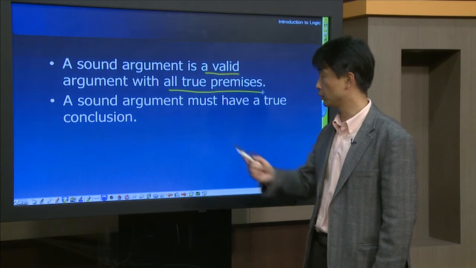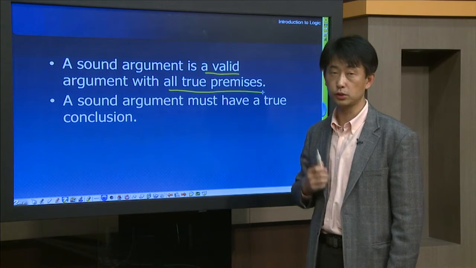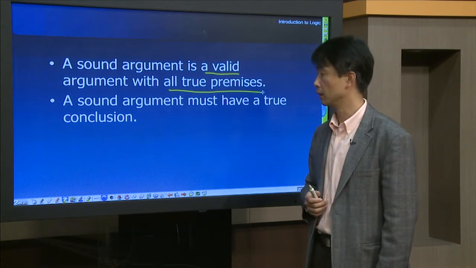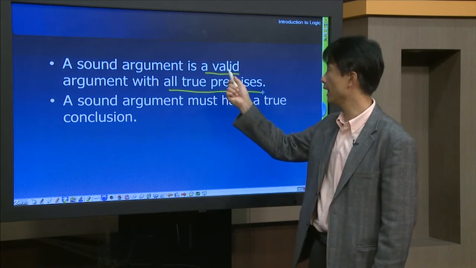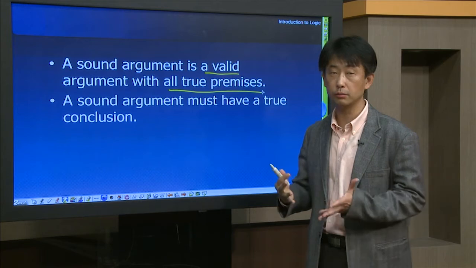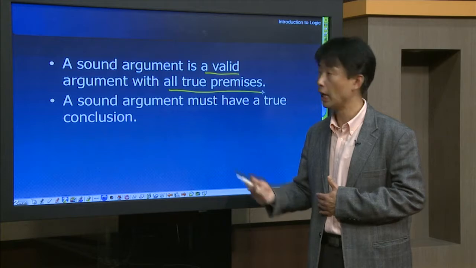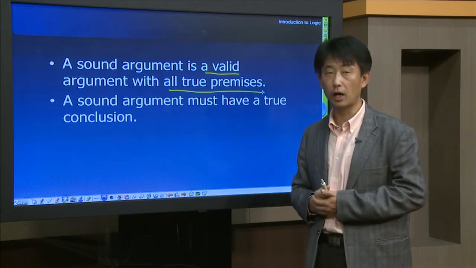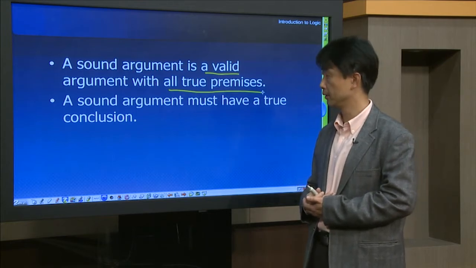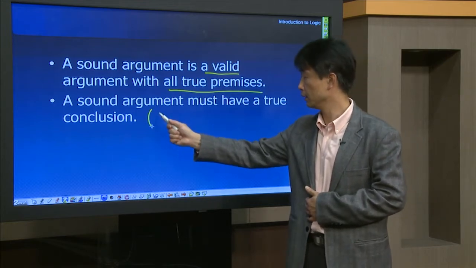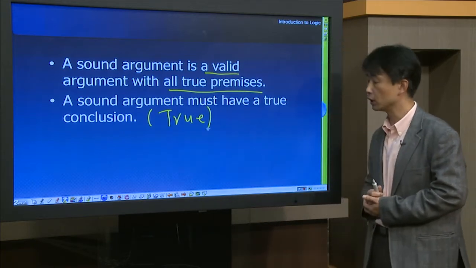Now you have to ask yourself, a sound argument must have a true conclusion. Is this true or false? A sound argument must have a true conclusion. Because a valid argument, by definition, is an argument in which if all the premises are true, then the conclusion must be true, and the premises are all true, so the conclusion must be true. So this is true. Okay? A sound argument must have a true conclusion.